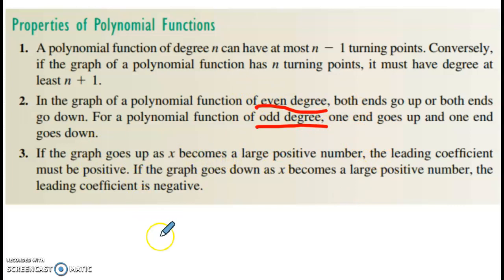Okay? And then, like we said, if the leading coefficient is positive, then we know that the right-hand side of our graph is going to be going up as x becomes bigger. If the leading coefficient is negative, then the right-hand side of the graph is going down. Okay?